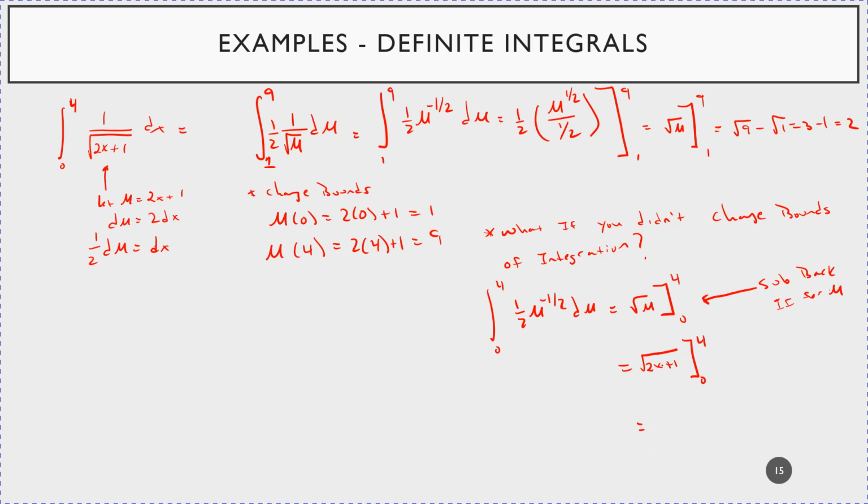When you plug in 4, you get 2 times 4 plus 1, the square root of 9. When you plug in 0, 2 times 0 plus 1. So you get the same thing. So it's really up to you what you want to do. Do you want to change the bounds of integration, or do you want to substitute back in at the end? It doesn't matter. You'll get the same answer. Sometimes just quickly changing the bounds of integration here is the easiest way to do it.